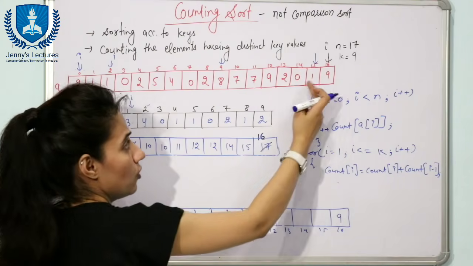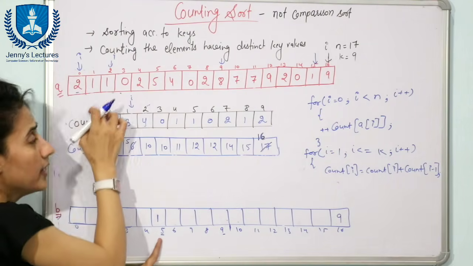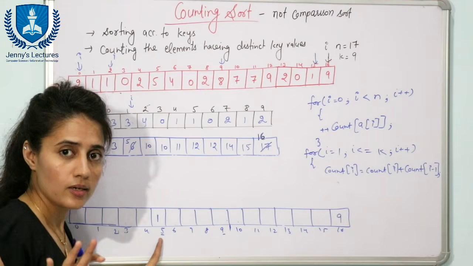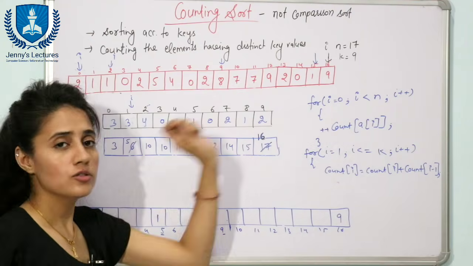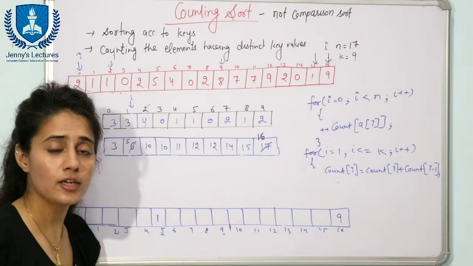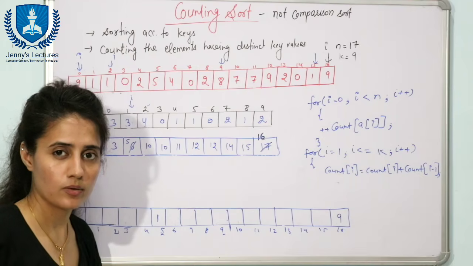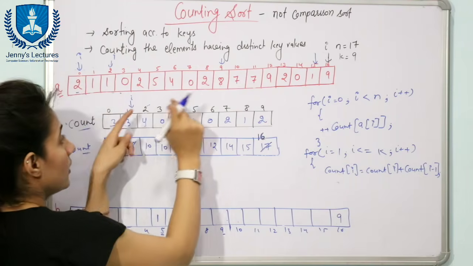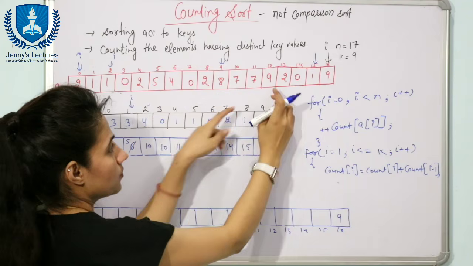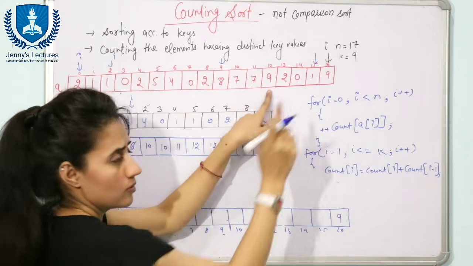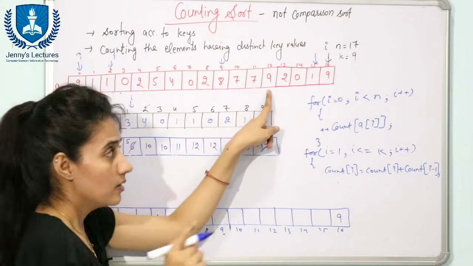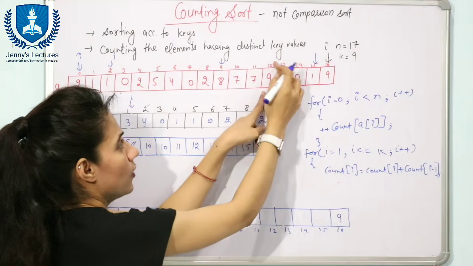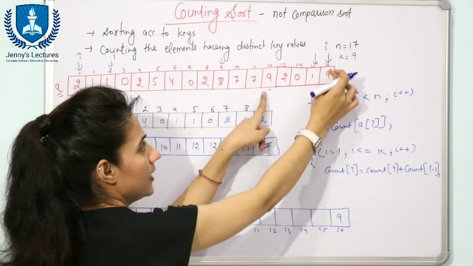Fine. Why have we started from here? See, you can start from the other end and you will still get a sorted array. But I am going to start from here just to maintain the stability of this counting sort. Now what is the stability of a sort? Let us suppose in this case this is 9 and this is 9. Both are the same, 9 and 9. The index of one is 12 and the index of the other is 16.